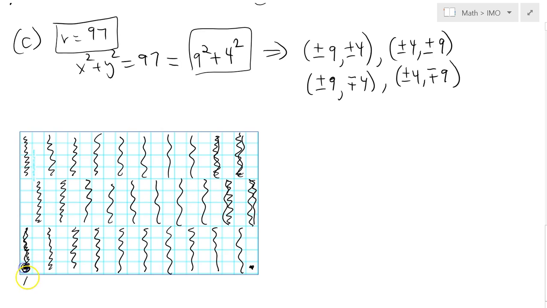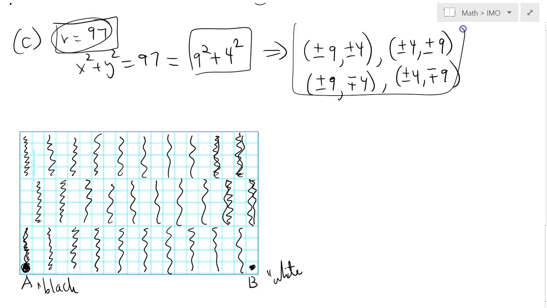We want to start from this cell A, which is black, and we want to end up at point B, which is a white one. I claim that if r is 97, these legal moves, which start at a black color, will always end up somewhere on a black color. So let's start by investigating these displacement vectors first.